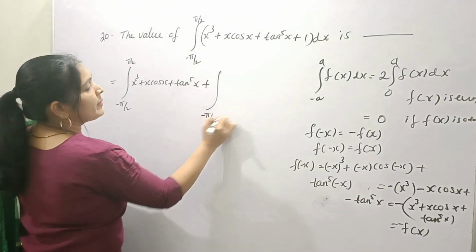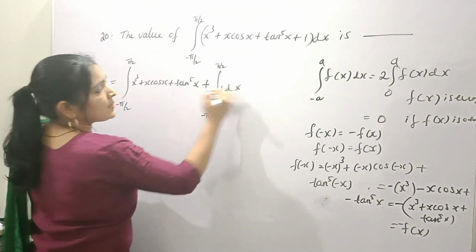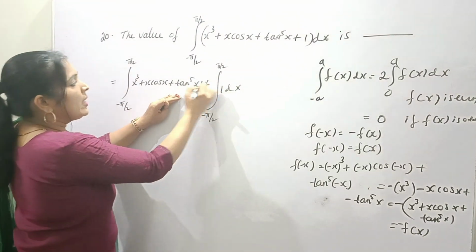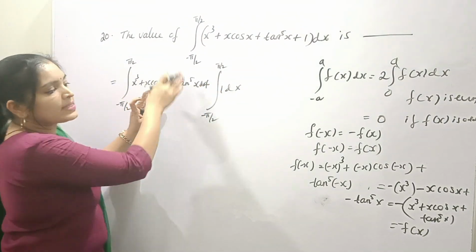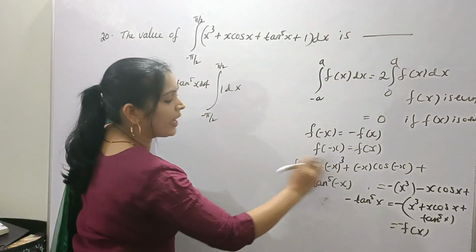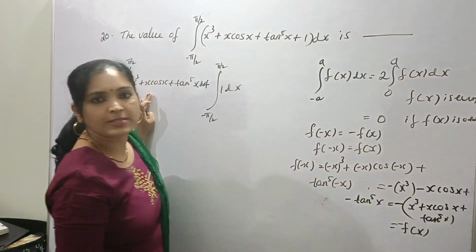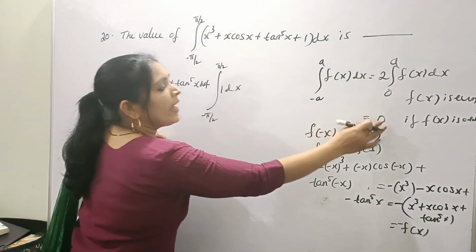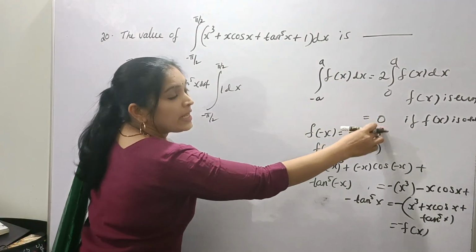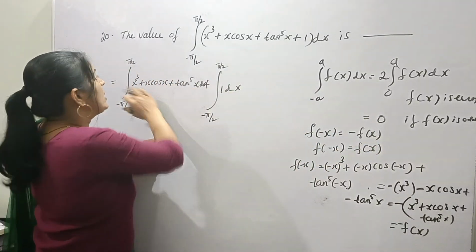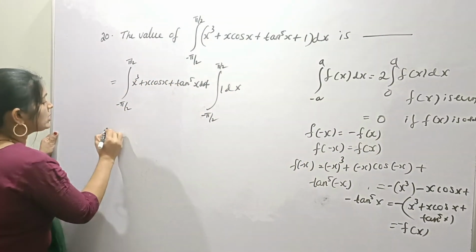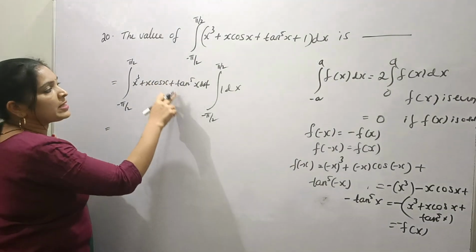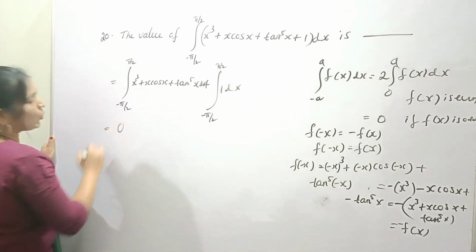The integral from minus pi by 2 to pi by 2 of 1 dx. Okay, so here we have taken f of x. This f of x is an odd function, because we have proved f of minus x is equal to minus f of x. That means this function is an odd function. Therefore, the value of this integral is 0. Since it is an odd function, its value is 0. That is, the integral from minus pi by 2 to pi by 2 of x cube plus x cos x plus tan raised to 5x dx is equal to 0.